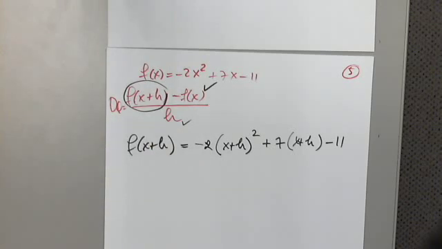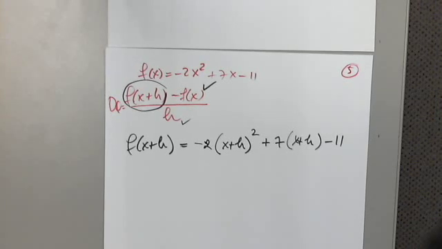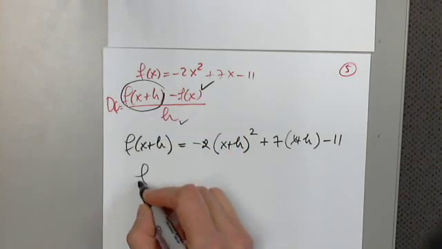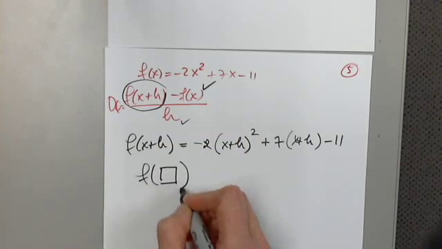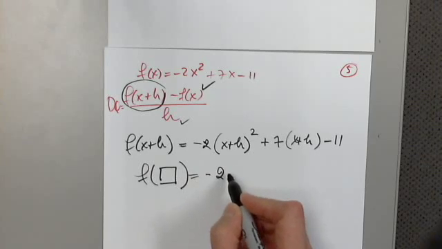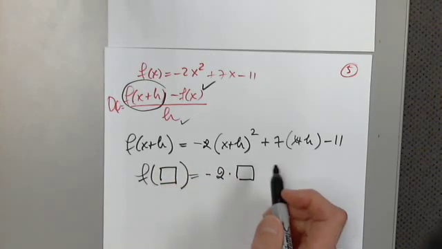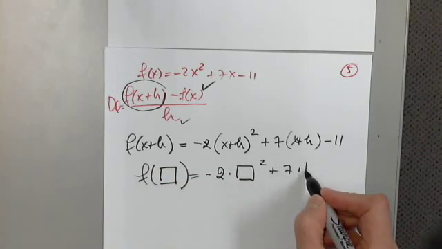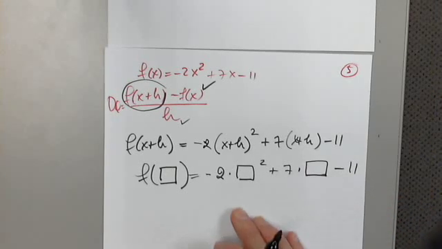Yes? Jade, is that okay? Should I explain? Okay. This function says f of whatever you want equals negative 2 times the same thing squared plus 7 times the same thing minus 11.